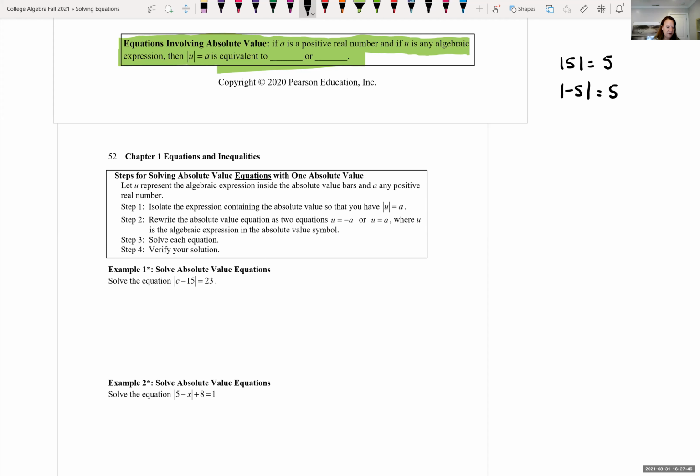And so for equations involving absolute value, if we have the absolute value of U equals A, then we can rewrite this as two separate equations. We can drop the absolute value and say either U is equal to A or U is equal to the negative of the other side, -A.